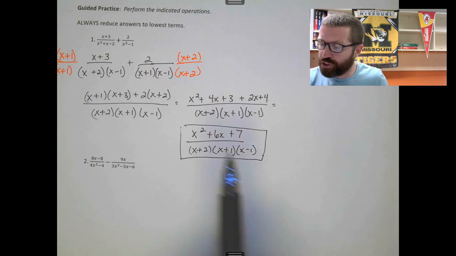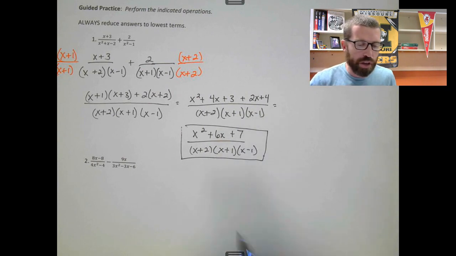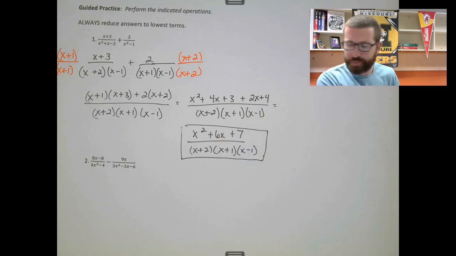One thing to make sure is that this does not factor, which it does not. If it did factor, then maybe you could cancel a binomial out.